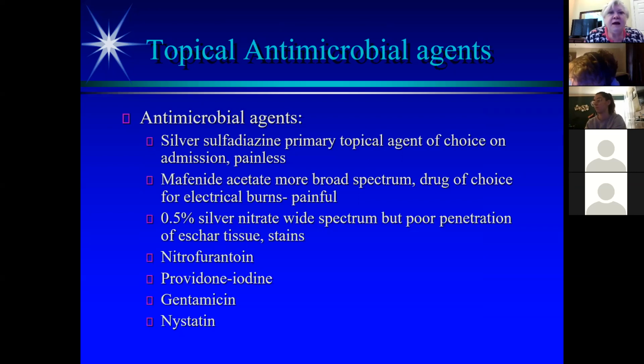And Janie. So it is painless and it's good. Now, mafenide acetate is called Sulfamylon. The trade name is Sulfamylon. Now, this is a more broad spectrum. It doesn't usually cause leukopenia.